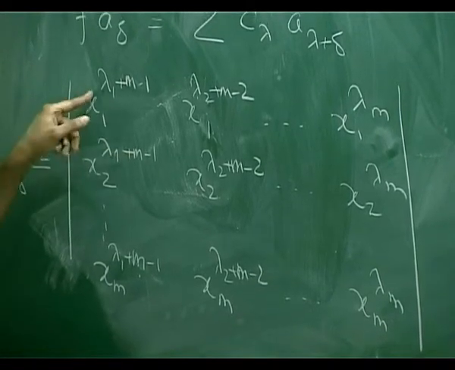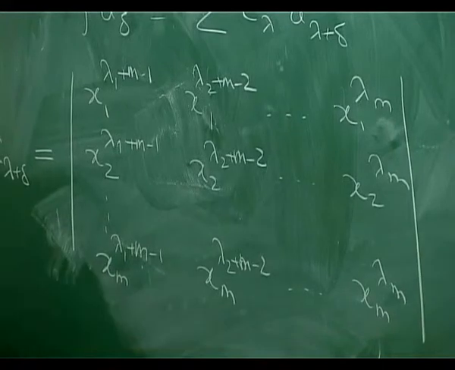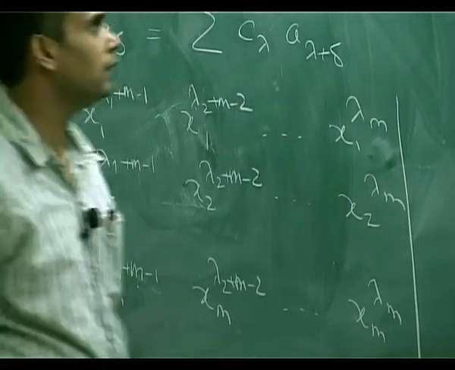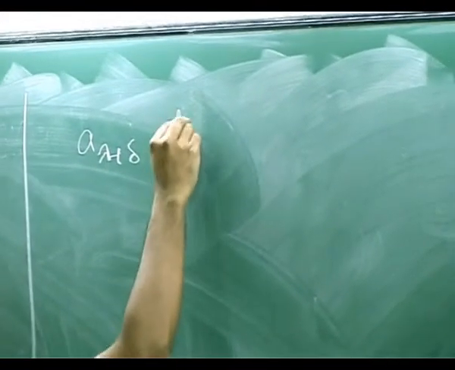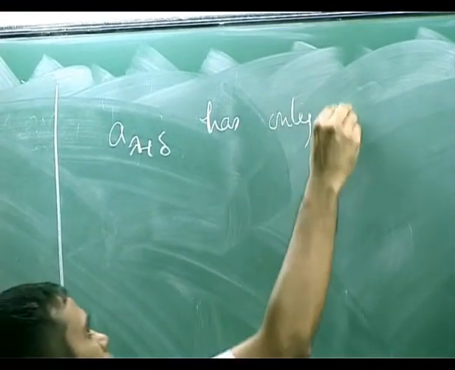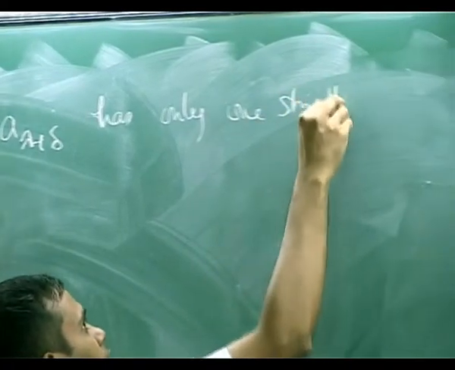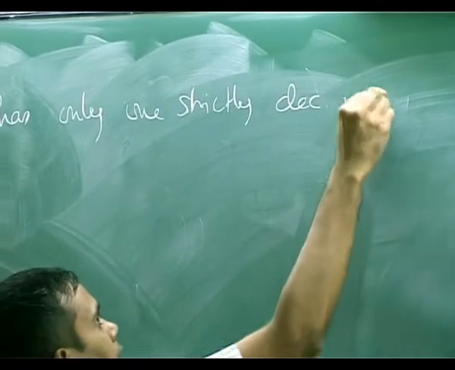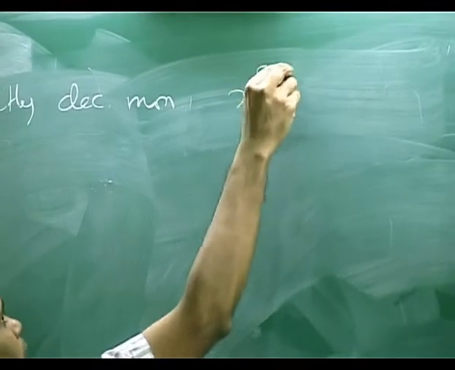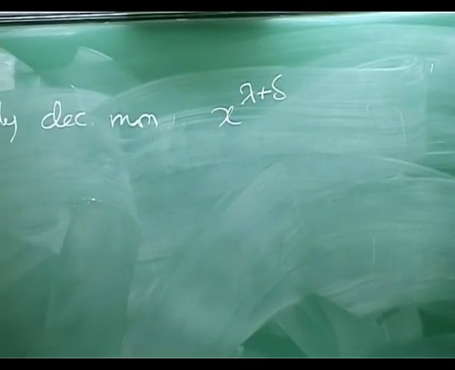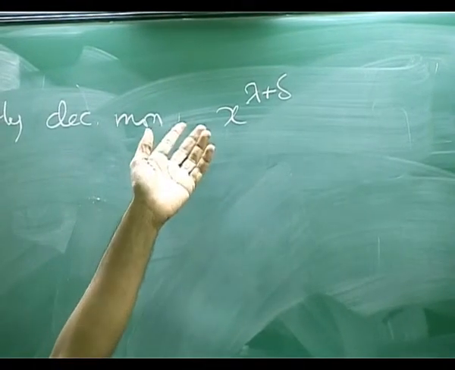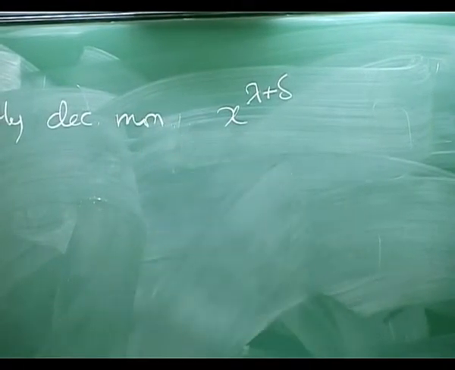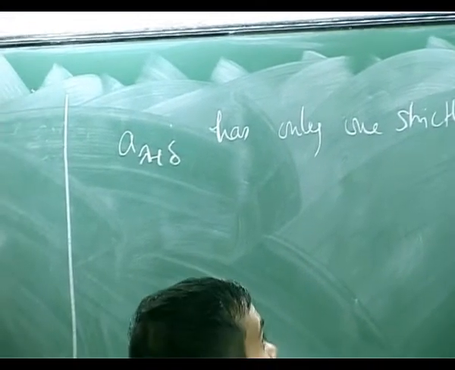And what is that monomial? Well, it's just coming from the diagonal. So this has only one strictly decreasing monomial, and that is x to the power lambda plus delta. I am using this notation, which is probably not too difficult to decipher. This means x1 to the lambda 1 plus m minus 1, x2 to the lambda 2 plus m minus 2 and so on. So there is only one strictly decreasing monomial.